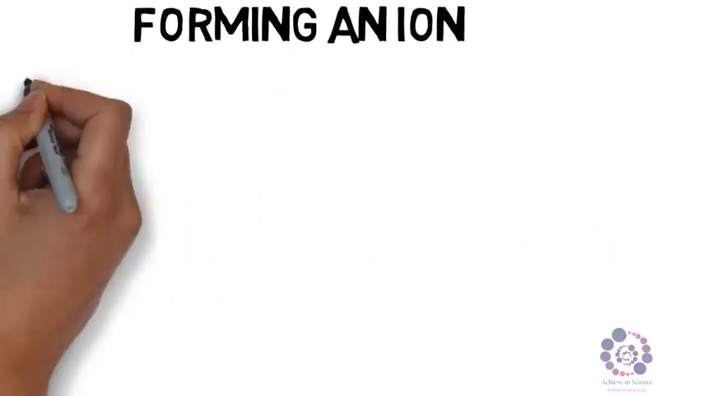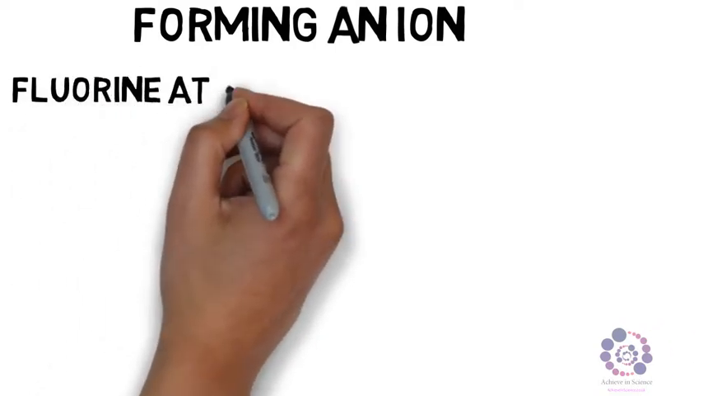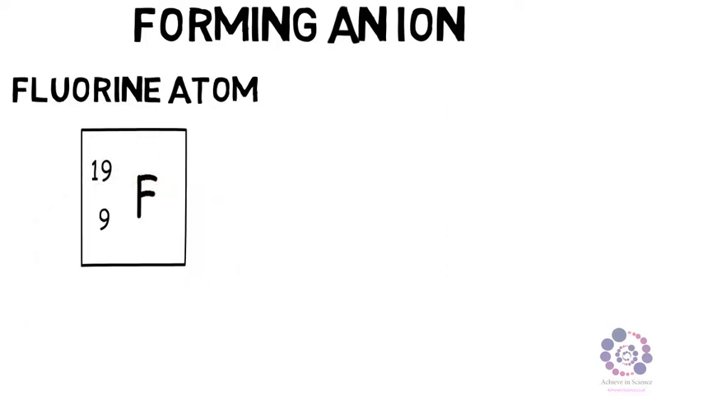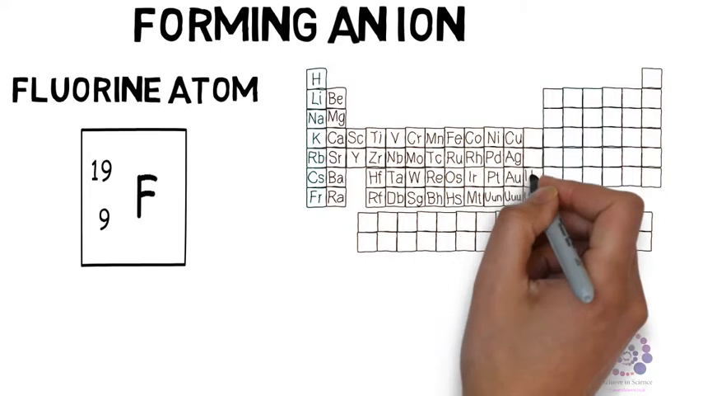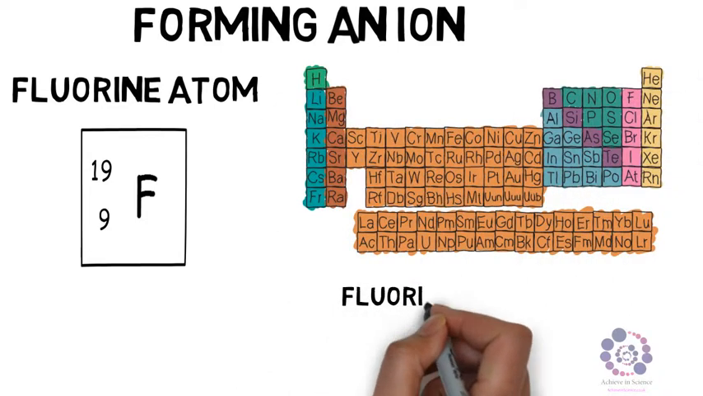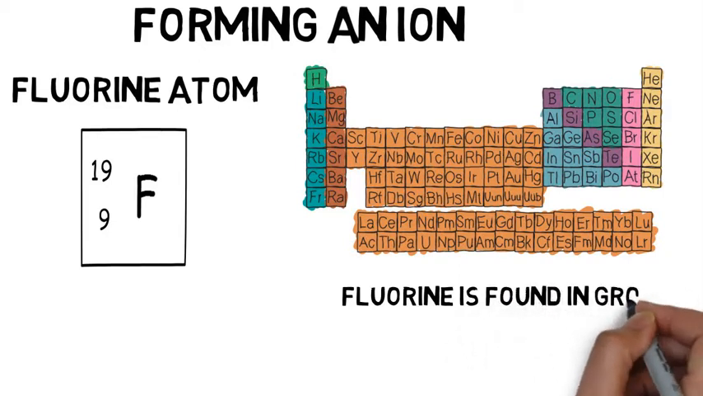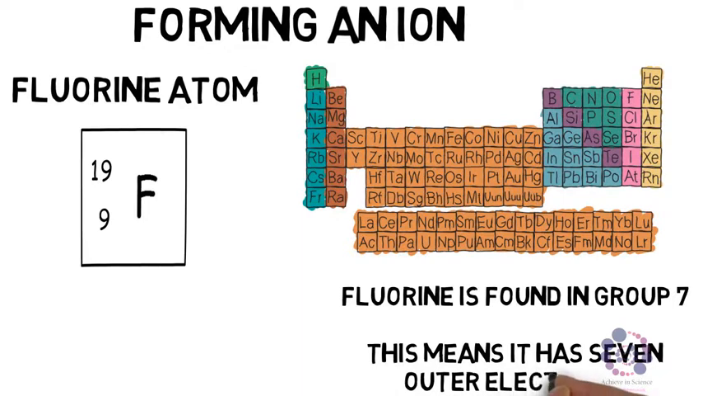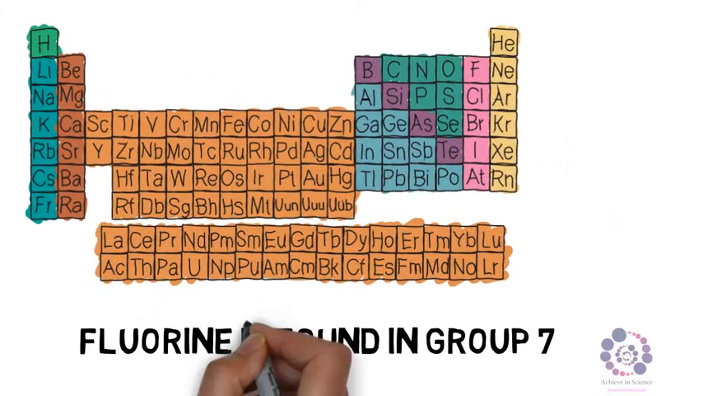If we take the example of fluorine, fluorine has the atomic number of 9 and mass number of 19. This means that it has 9 electrons, 2 in its first shell and 7 in its second shell. Therefore, fluorine is found in group 7 because it has 7 outer electrons. Let's find and locate it in the periodic table.